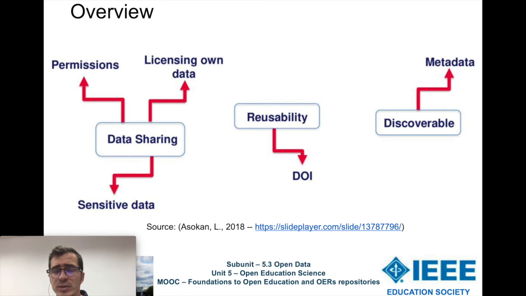We need to make our data reusable. One good way to do that is by using a digital object identifier so that other researchers can use your data and cite the original source. And then we need to make our data discoverable, and for that we need to provide proper metadata that can be indexed so that other researchers find it by those keywords, and by that metadata they can easily find your dataset.